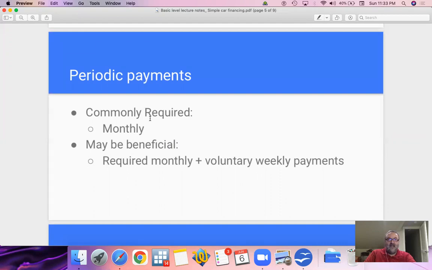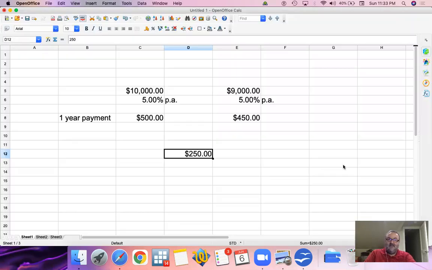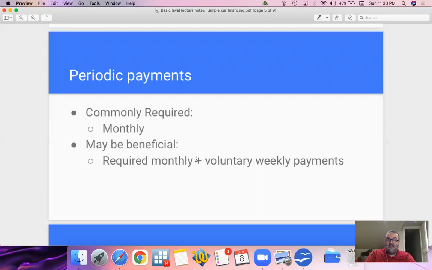In fact, after you make substantial voluntary payments, you could reach out to your lender and request a reduction of your monthly payments, because now you have a lot less of an outstanding loan balance.